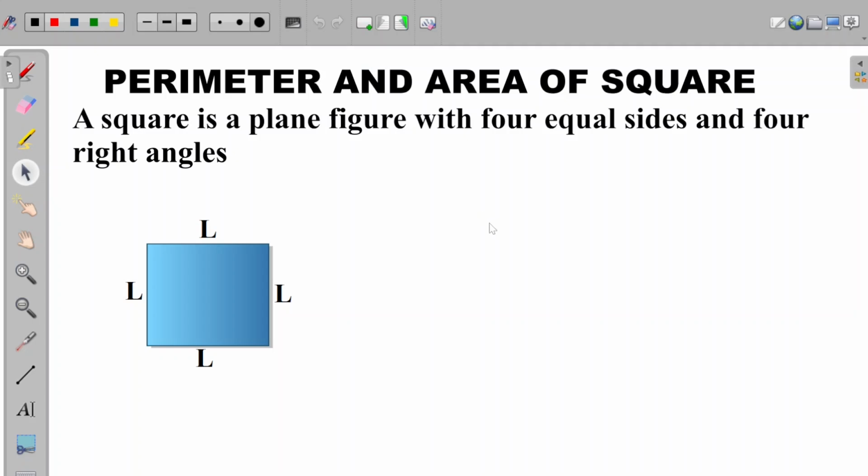Hi, in this video, we are exploring the perimeter and area of a square. Watch till the end of the video because by the end of this video, you will be able to solve questions on the perimeter and area of a square.